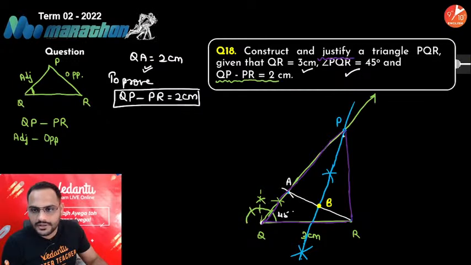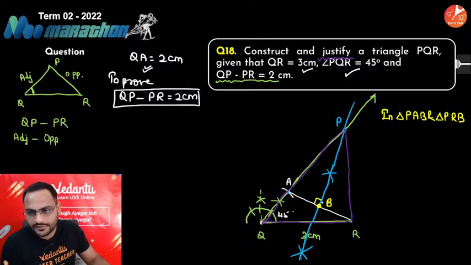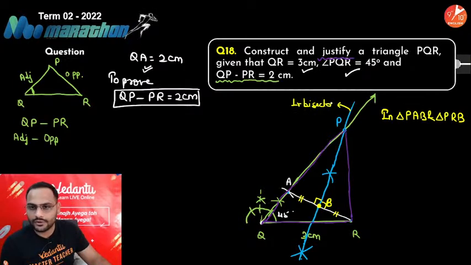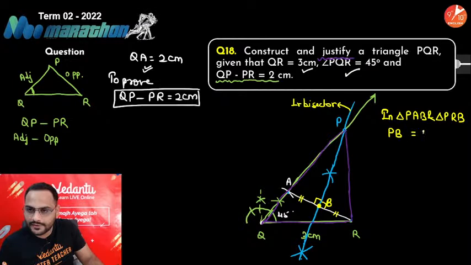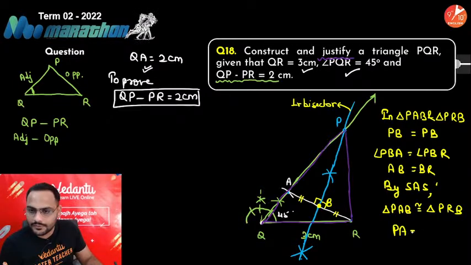If you see triangle PAB and triangle PRB, first thing guys, this is a perpendicular bisector. So this line will be perpendicular over here and bisecting the line AR. Since this line is perpendicular bisector, these two angles are 90 and AB is equal to BR. So in these two triangles, PB is the common side, angle PBA is equal to angle PBR, and AB is equal to BR. So by side angle side rule, triangle PAB is congruent to triangle PRB, and if they are congruent, PA is equal to PR.